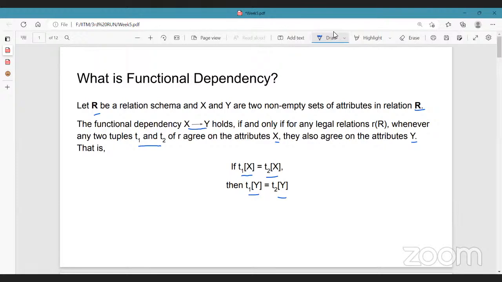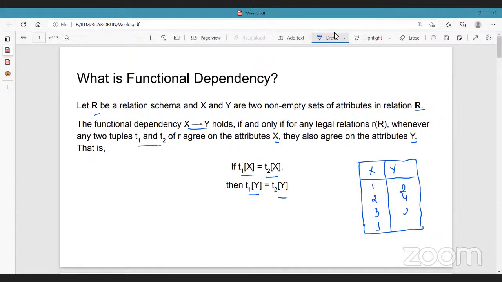So let us try to understand this with the help of a small example. Okay, let me take two attributes, say X and Y, and the tuples as such.